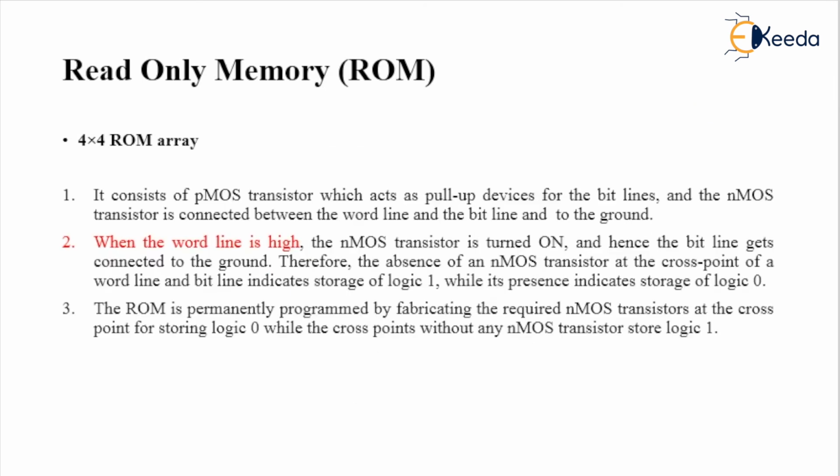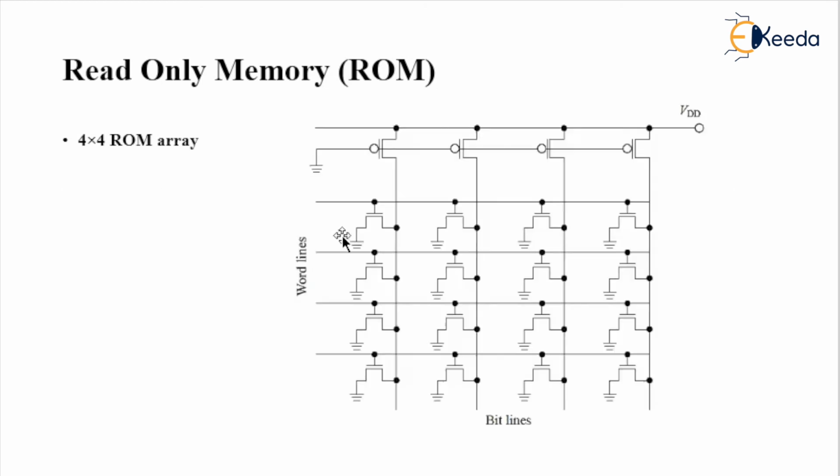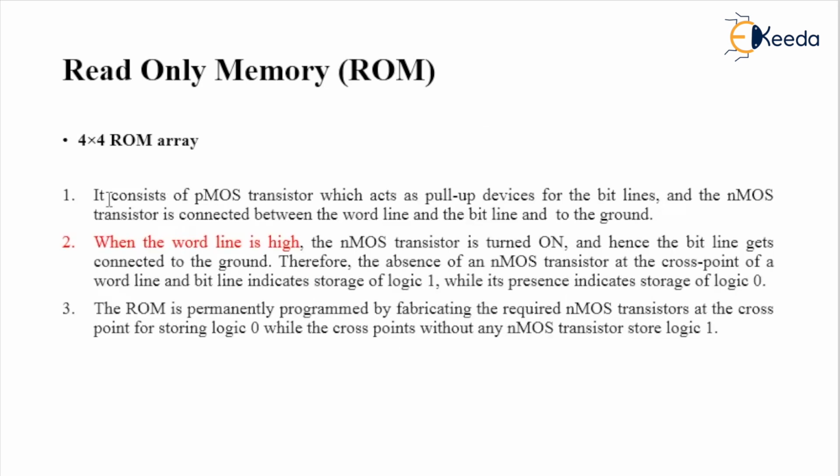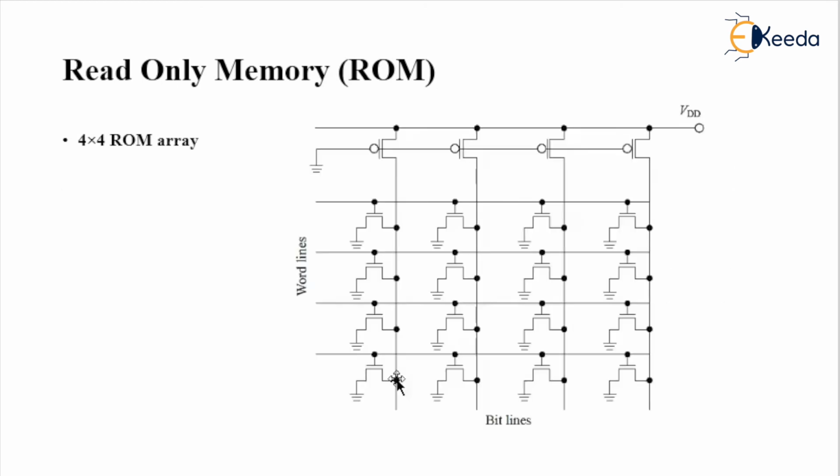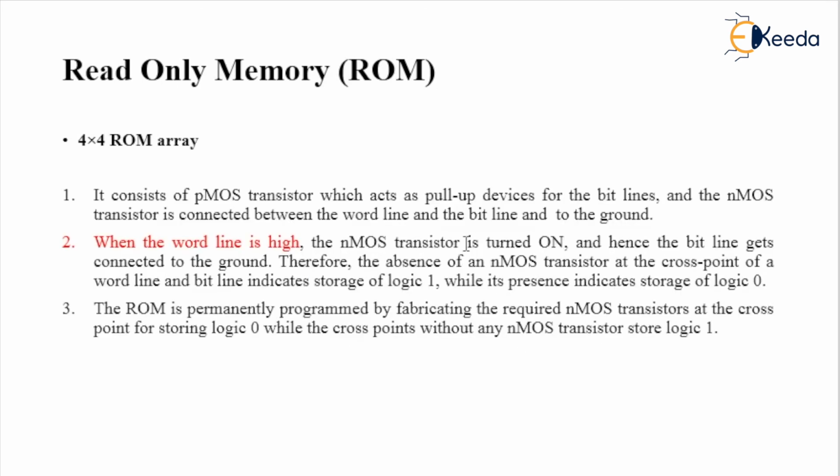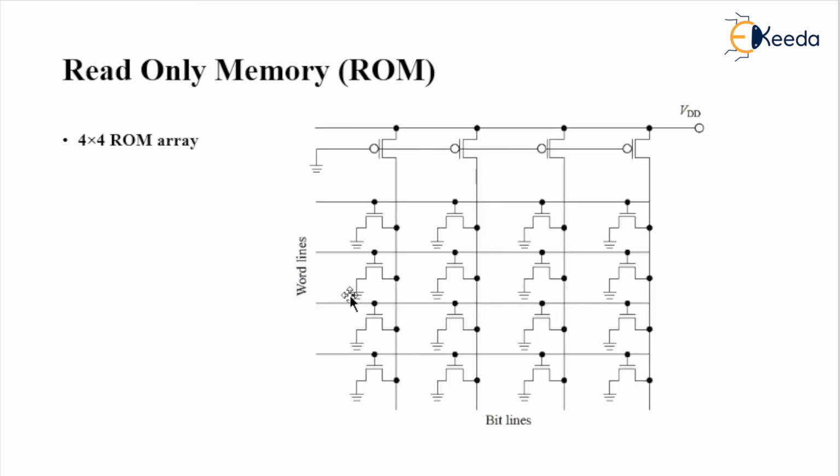Going to the summary points, I've written them in this format. It consists of a PMOS transistor which acts as a pull up device for the bit lines, and NMOS transistors connected between the intersection points of the word lines and bit lines, to the ground.